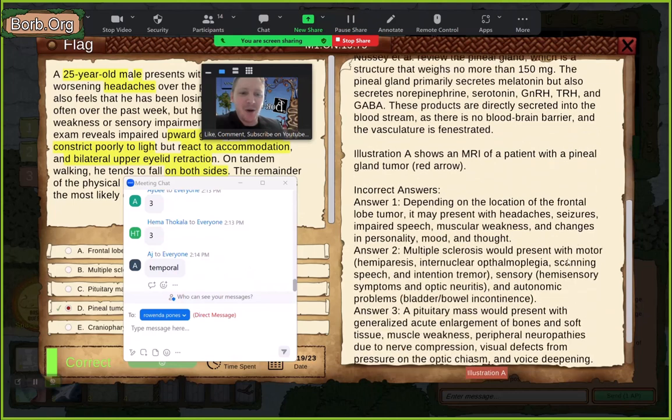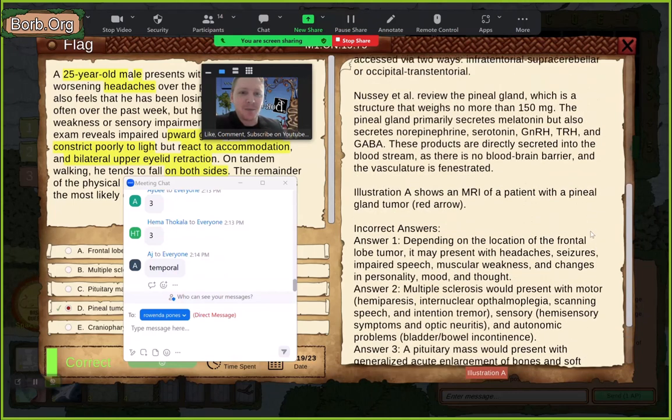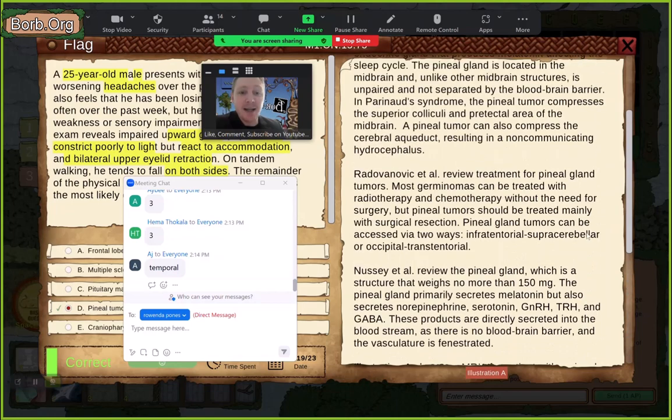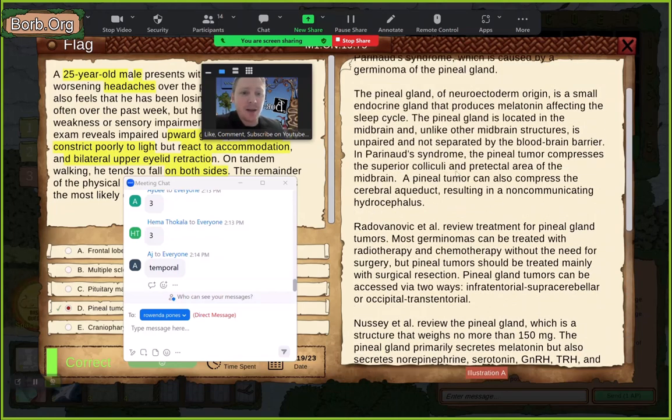So what happens is the pineal tumor compresses the superior colliculi and the pretectal area. And these areas harbor connections for the cranial nerves that would allow you to raise your eyes. And so as a consequence of the compression from the pineal tumor, you get Parinaud syndrome, where you're unable to raise your eyes.